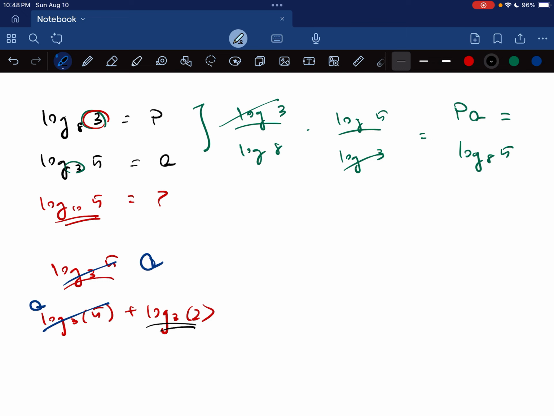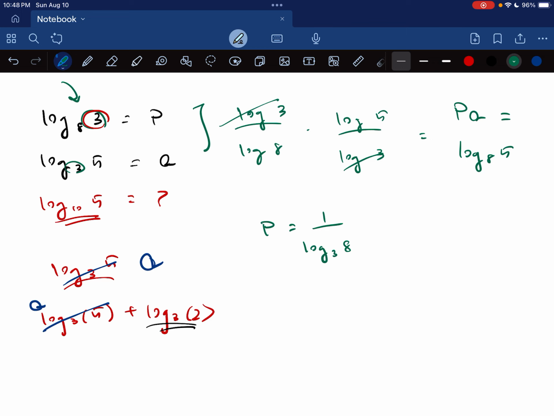How would you do this? Well, we haven't used this one yet in our red expression, and we have log base 8 of 3. We know that log base 8 of 3 is p. So p is equal to 1 over log base 3 of 8. This is just a property of logarithms.